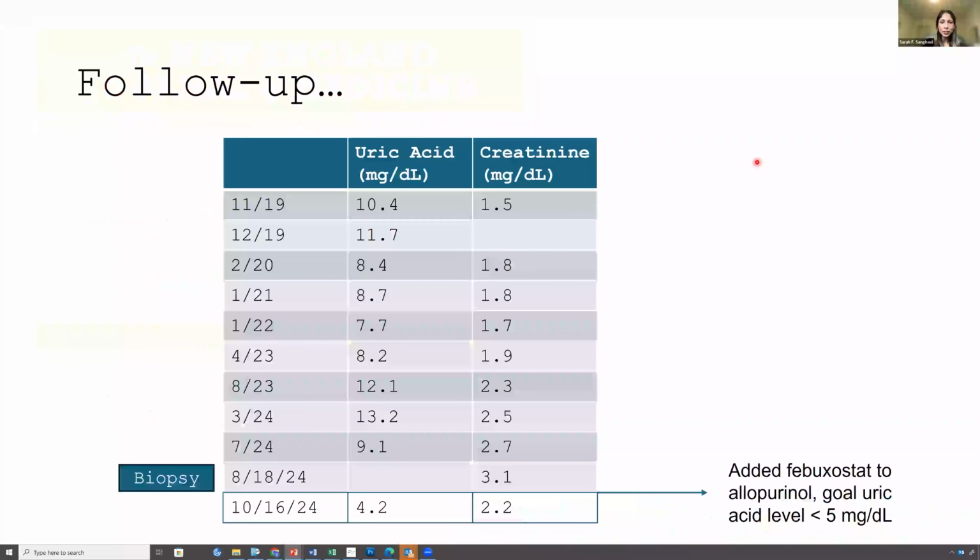So, oops, one backward if you can. In mid-October, his uric acid was 4.2. His creatinine came down to 2.2, and I don't have another value to prove that this is real and will continue to stay low, but I was quite pleased because he hadn't had a value that low for about a year. So that was encouraging. And he was also very excited that his GFR improved significantly.